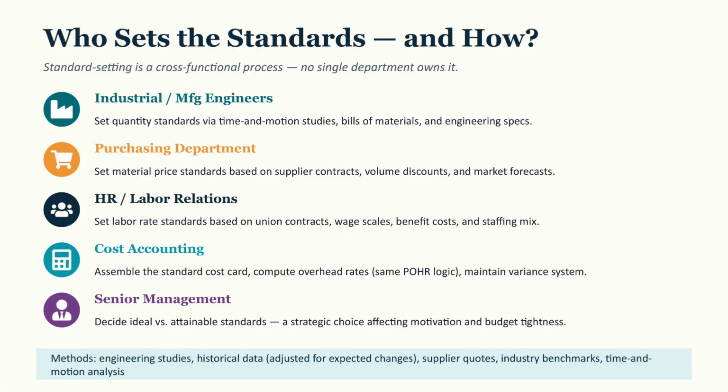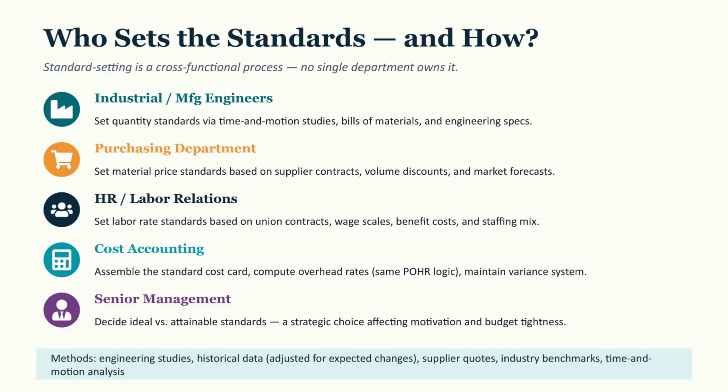Standards are a collaborative effort. Industrial engineers determine quantity standards using time and motion studies and waste analysis. Purchasing establishes material price standards based on supplier quotes and volume discounts. HR defines labor rate standards from union contracts and benefit data. Cost accounting compiles the standard cost card using the same predetermined overhead rate. Finally, senior management decides between ideal and practical standards.